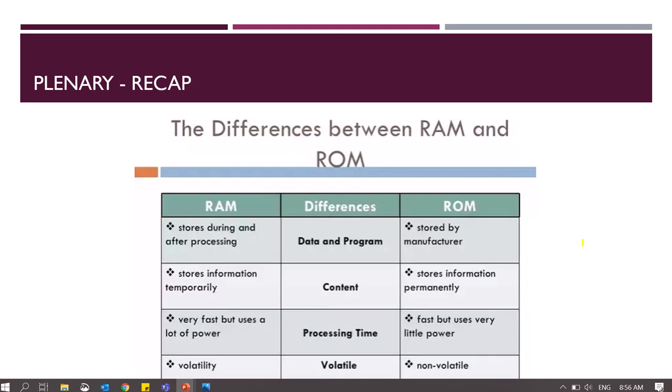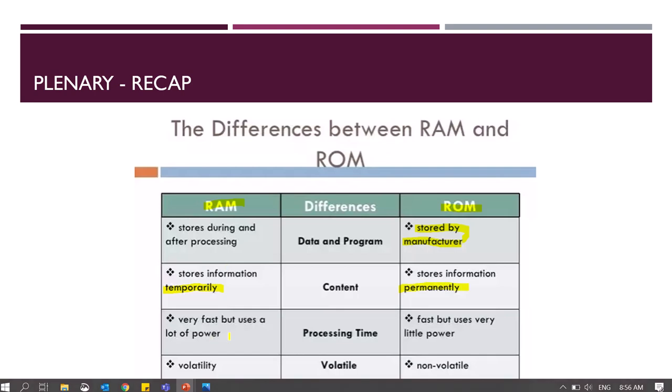As a plenary, let's recap what we were doing last lesson, which is the differences between RAM and ROM. RAM stands for random access memory, ROM stands for read-only memory. The RAM stores data during and after processing, and the ROM is actually stored by the manufacturer. You can only read from it, you can never make changes to it. RAM always stores the data temporarily. The ROM stores data permanently. It can never be changed.